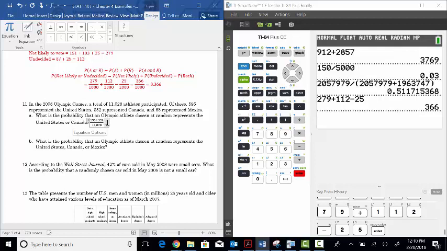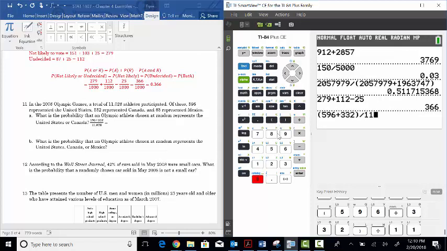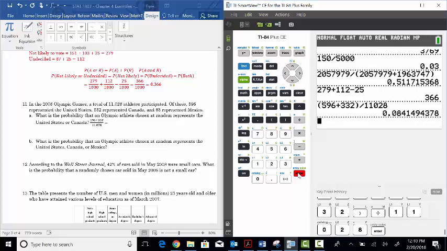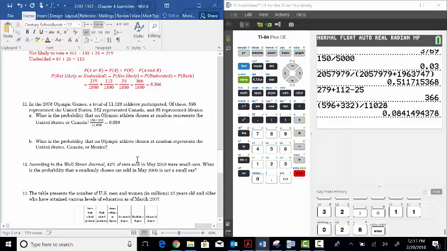11,028. Notice I don't have to subtract off any overlap, for the simple fact that these things are mutually exclusive. I cannot compete as a U.S. citizen and a Canadian citizen at the same time. I'm one or the other, so I don't have to subtract off anything overlapping. Adding those up and dividing by the grand total, I get 0.084.